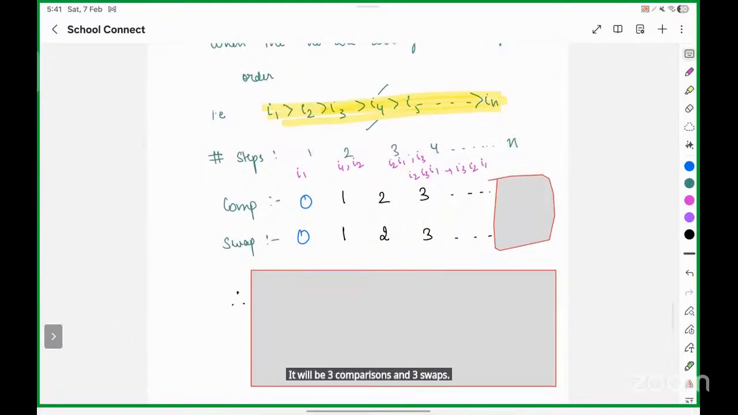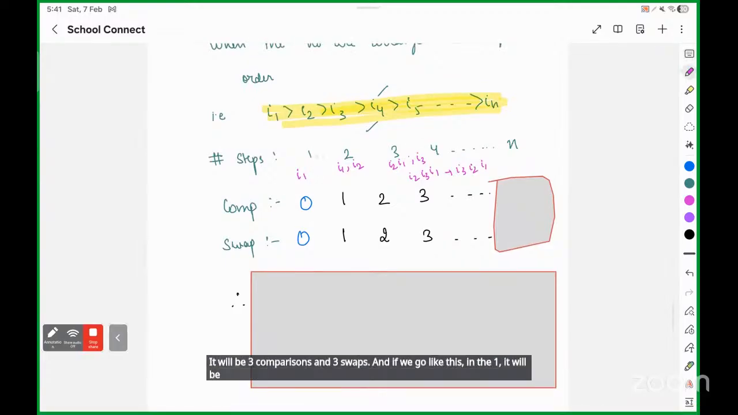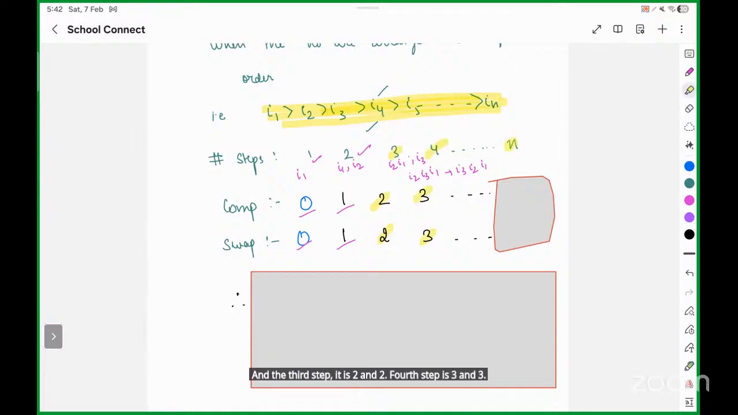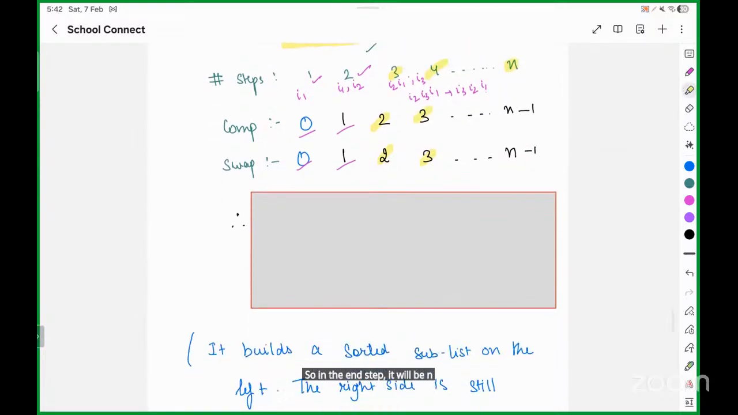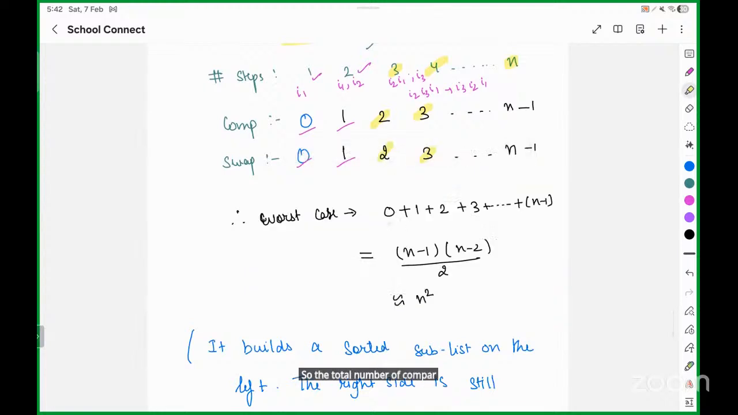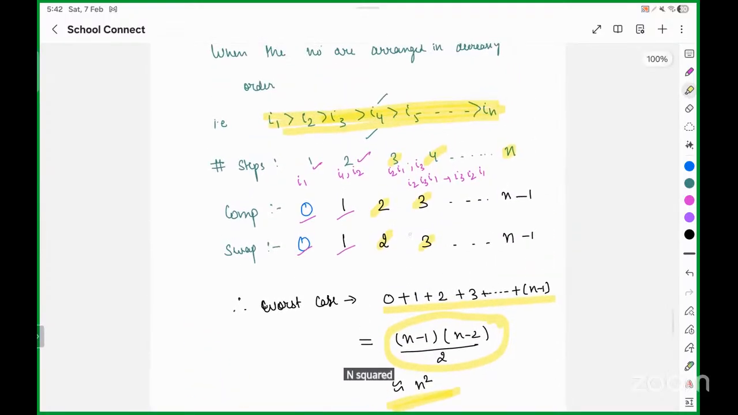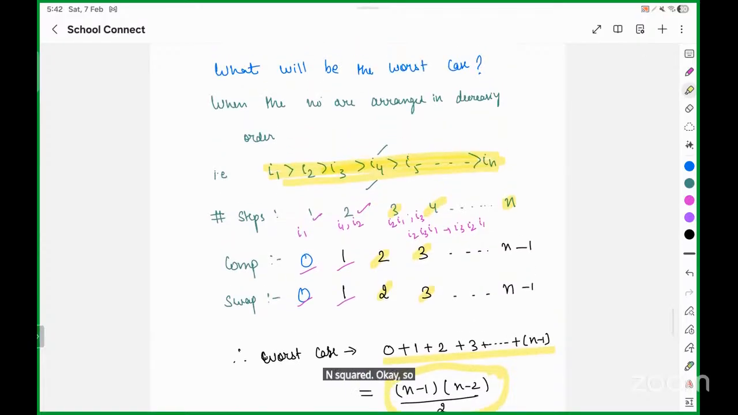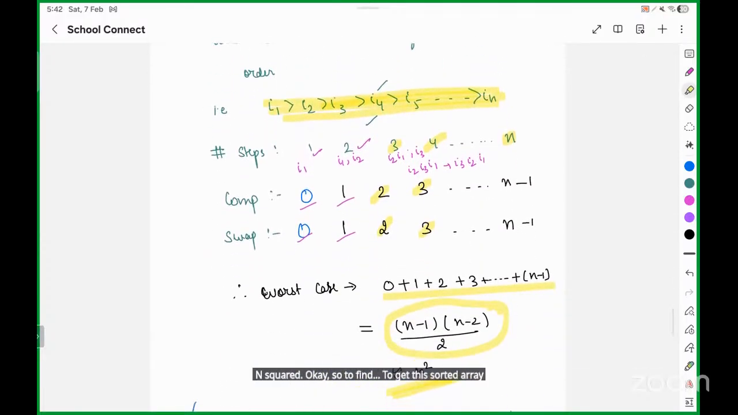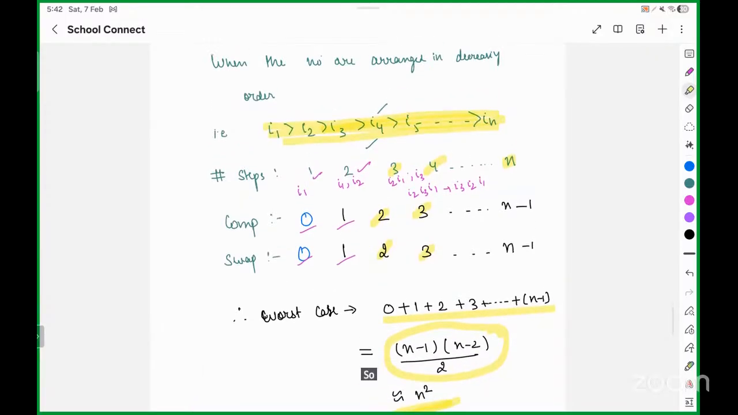If we go like this, in the first step it is 0, in the second step it is 1, in the third step it is 2 and 2, in the fourth step it is 3 and 3. So in the nth step, it will be n minus 1 and n minus 1. So the total number of comparisons is 0 plus 1 plus 2 and 3 till n minus 1, which is this formula. Asymptotically, you can say it is n square. So to get the sorted array, if the array's length is n, you can find it in approximately n square time.